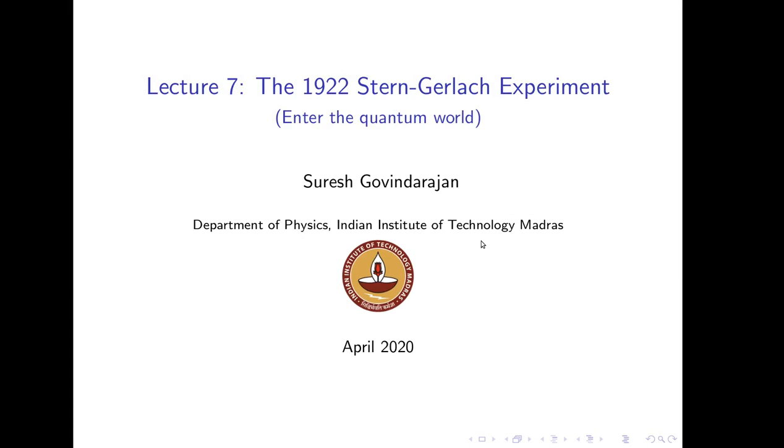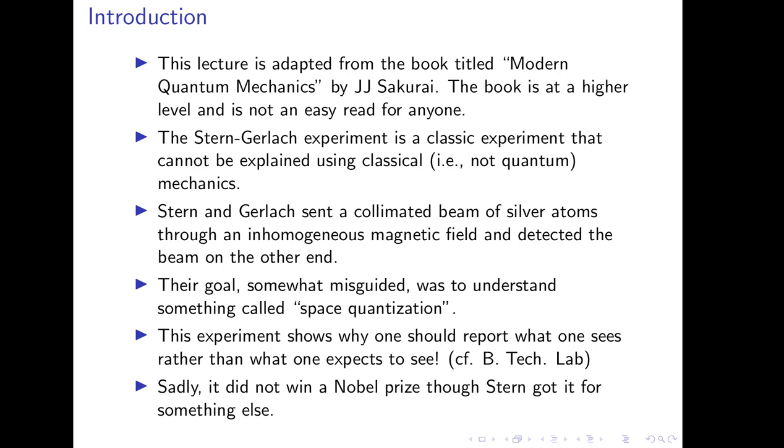Today we begin the real study of quantum mechanics now that we are done with the mathematical preliminaries, and we will begin with a very quantum mechanical experiment. It's called the Stern-Gerlach experiment, which was conducted in 1922. And this lecture is adapted from a book titled Modern Quantum Mechanics by Sakurai.